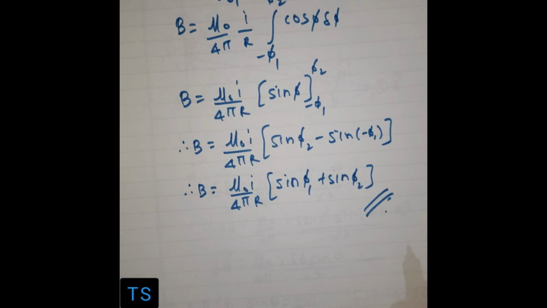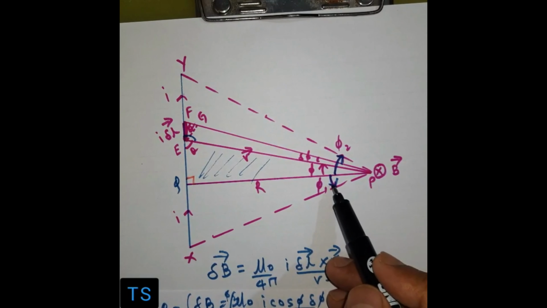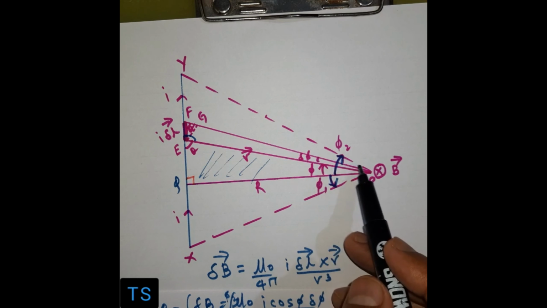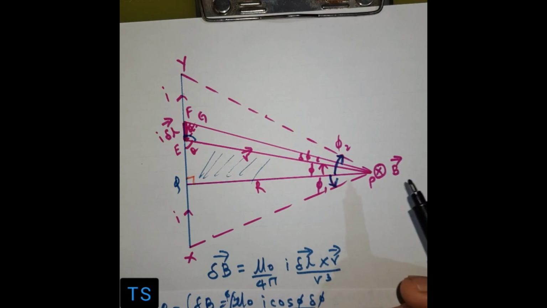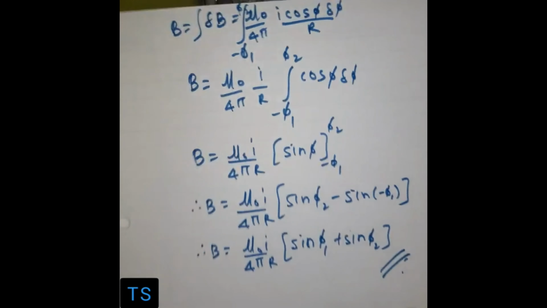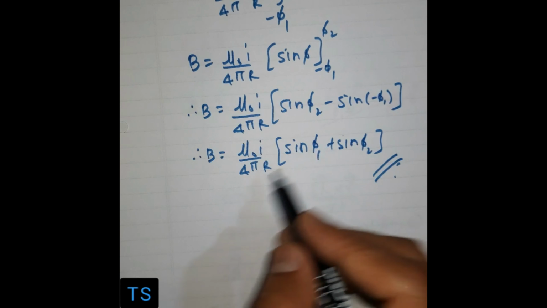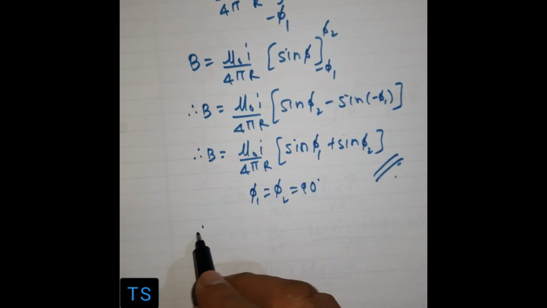Now let's say that we assume that this conductor is a very long conductor. If I take this conductor as a long conductor, then these angles, phi 1 and phi 2, will keep on increasing. Let us assume that it's so long that this point has reached somewhere very close to Q. These angles will turn into 90 degrees. So if I substitute phi 1 and phi 2 as 90 degrees, that is phi 1 equals phi 2 equals 90 degrees.